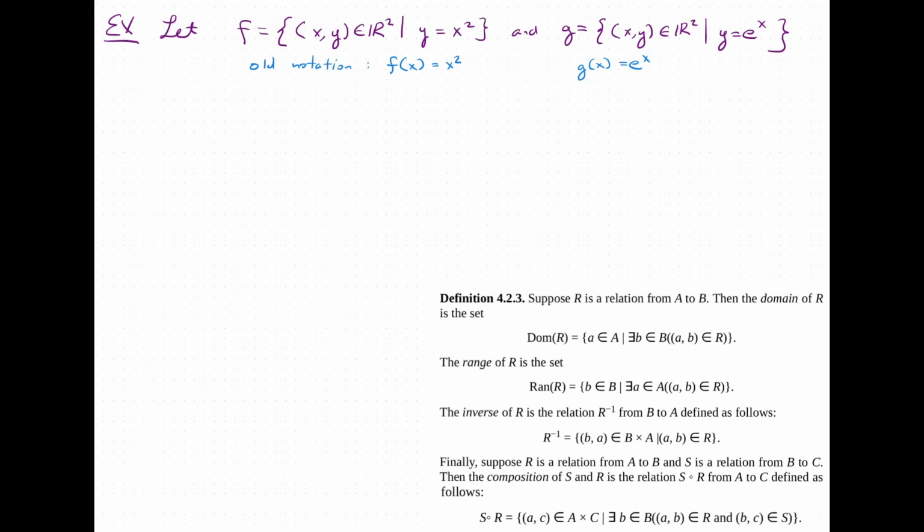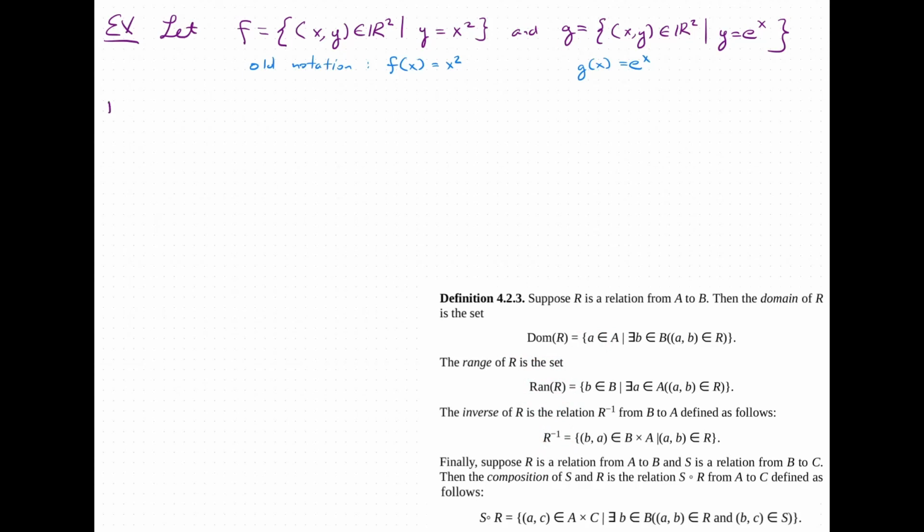So to familiarize ourselves with this definition, let us consider f to be the relation of (x, y) in R2 such that y is equal to x squared. In other words, we are looking at our good old friend, the parabola, f of x is equal to x squared, but now as a relation. Similarly, we have g, which is now the relation of (x, y) in R2, y is equal to e to the x. Our good old friend, g of x equals e to the x. And when we investigate each of these definitions, we'll see that for both of these, it matches up with what we have come to expect.